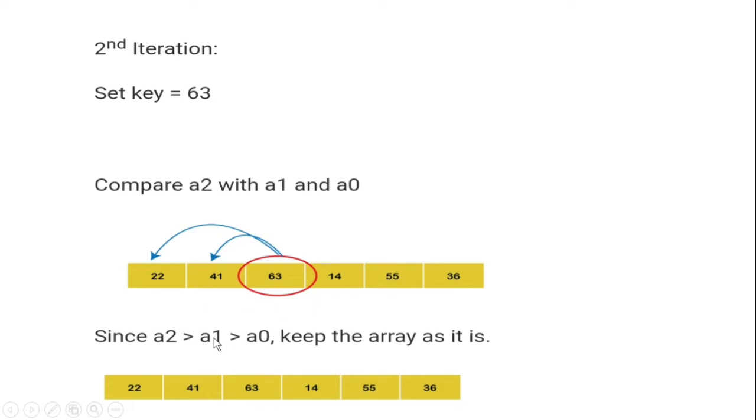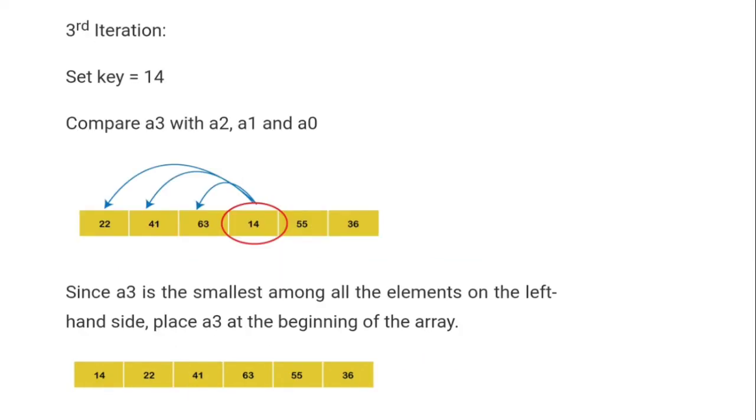Now we go for the third iteration. We set the key 14 here, and compare a3 with a2, a1 and a0. Here's a3, 14. We compare it with all three elements on the left side of the key: 63, 41 and 22. Since a3 is the smallest among all the three elements on the left-hand side, place a3 at the beginning of the array.